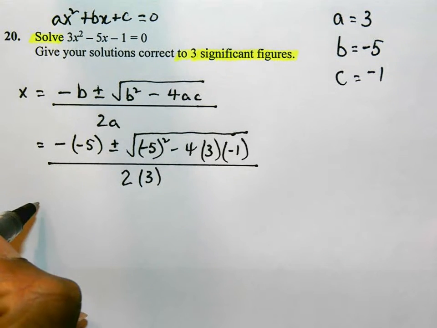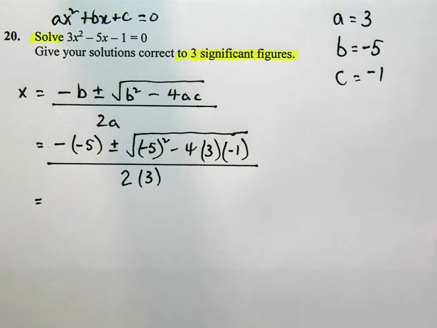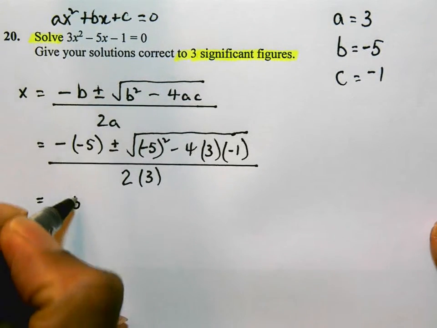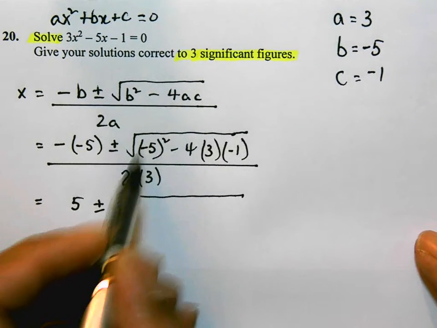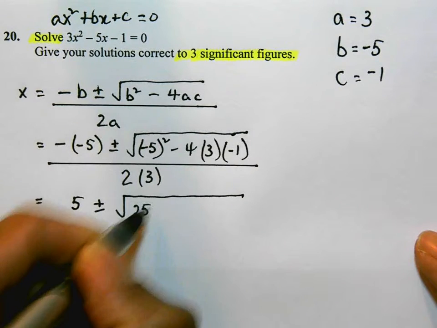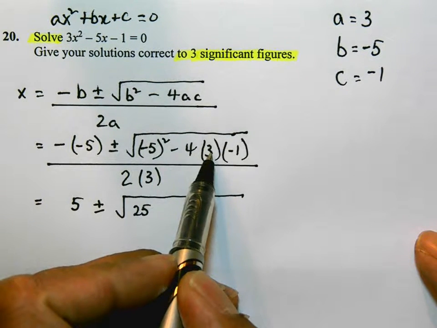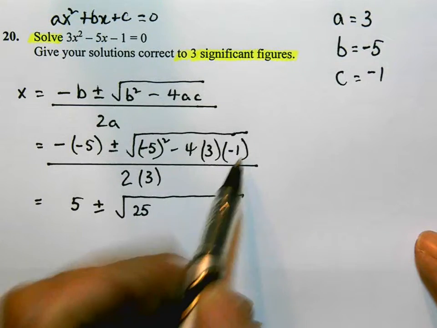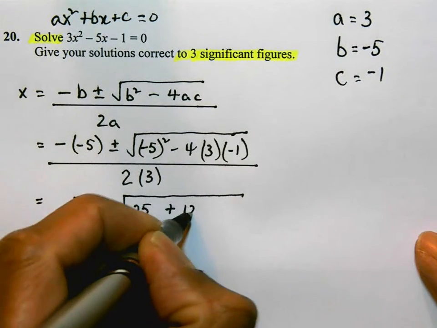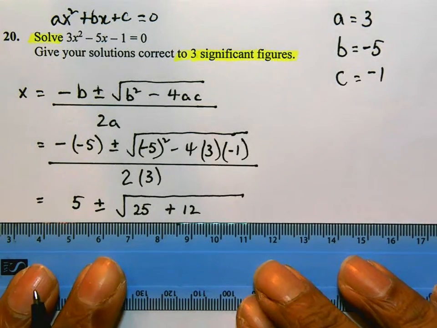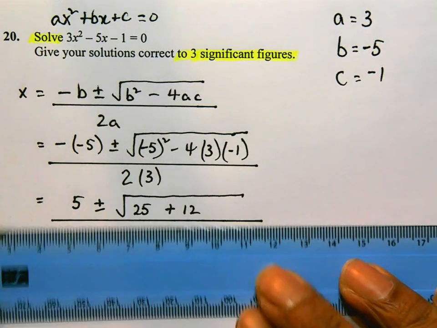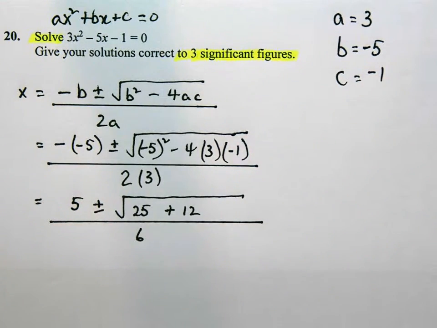And a is 3. Carrying on with our workings, I'm going to tidy this up before I do any workings out. So minus minus 5 is just 5, plus or minus the square root of minus 5 squared, which is 25. Minus 4 times 3 is minus 12. Minus 12 times minus 1 is plus 12. And I'm going to divide all of that by 2 times 3, which is 6.